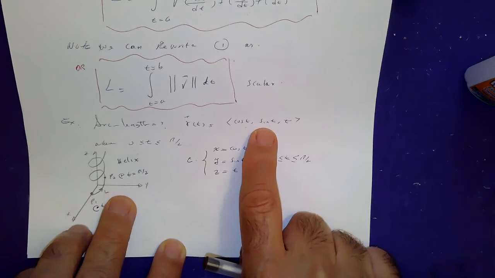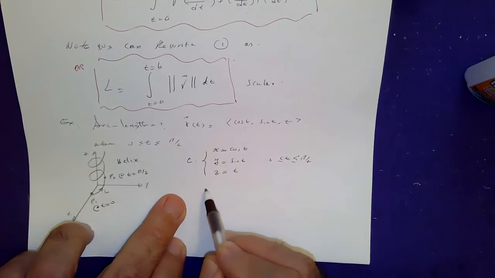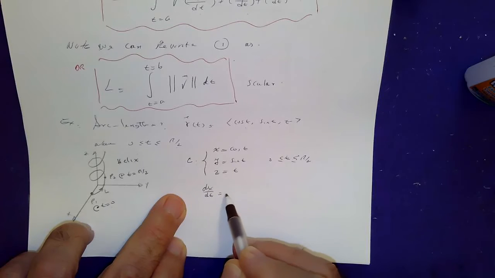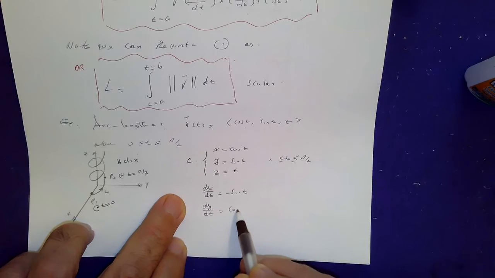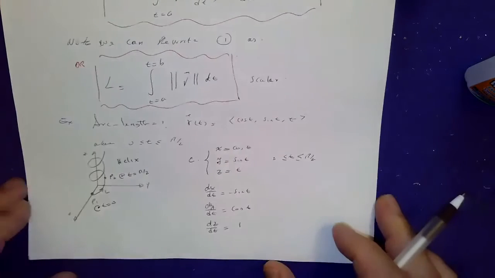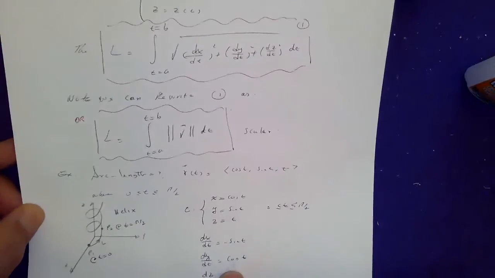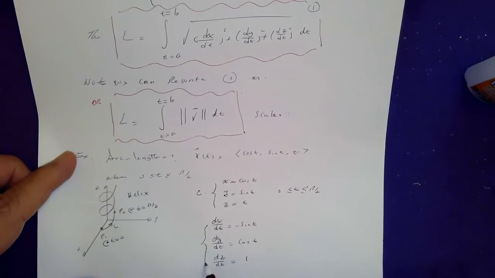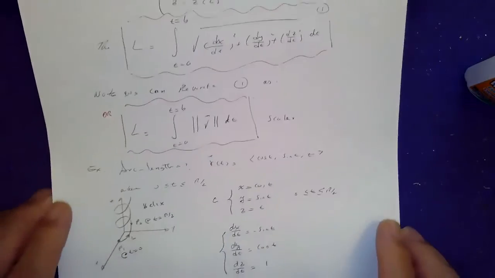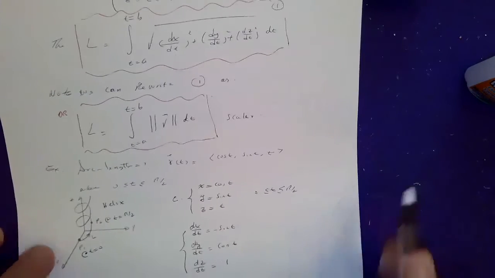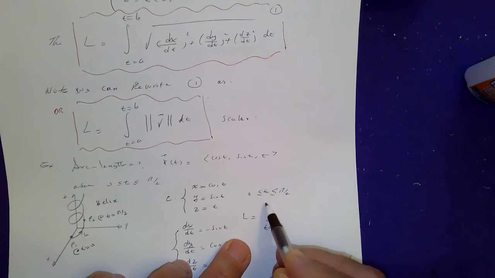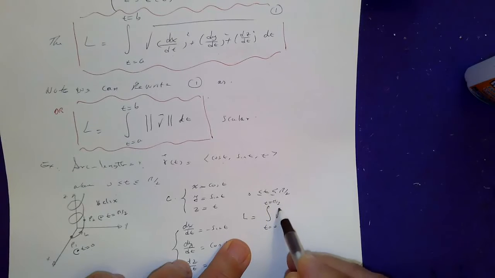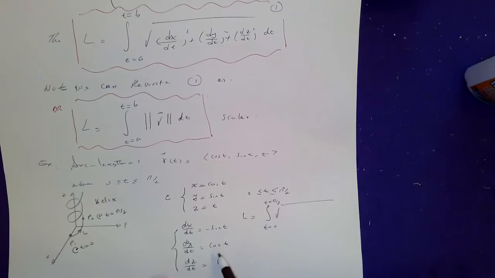Helix, and I got it from here. What I have to do is take the derivative of these one at a time with respect to t. So dy/dt will be cosine of t, and dz/dt will be 1. Now I'm going to substitute these equations into the formula, and I'm going to end up with L equals the integral from 0 to pi over 2 of the square root of, now you have to square these.